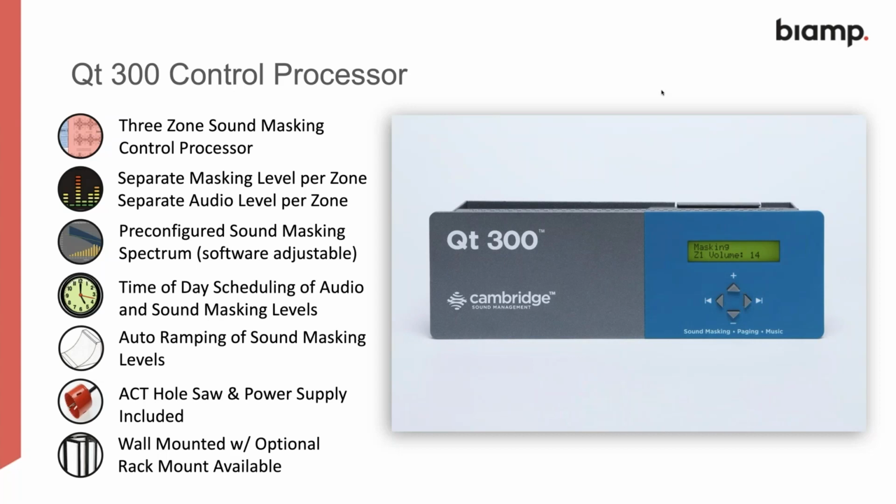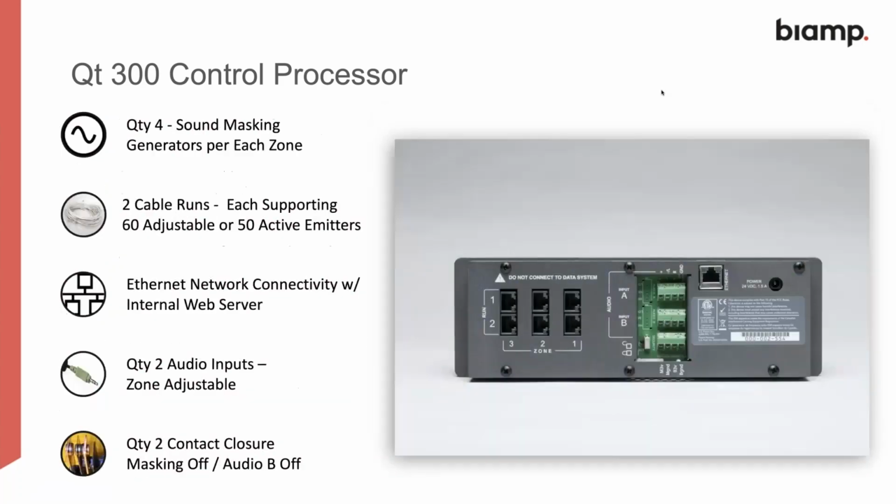The QT300 control processor offers us 3 zones. And again, we've got separate masking level per zone and separate audio level per zone. This can be a pre-configured sound masking spectrum, which you can adjust. But this time it also includes time of day scheduling and audio and sound masking levels, as well as auto ramping of sound masking. So for example, if you're installing a brand new system, rather than just switching it on, you might want to ramp it up over a week or a couple of weeks, for example, in order for the staff to get used to the sound. Again, we include the power supply. We also have the rack mount kit available as well, but it is wall mounted as standard, but there is an optional rack mount kit available too.